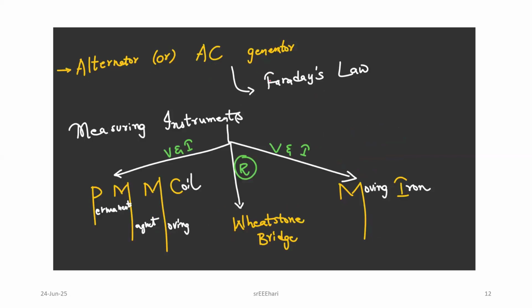An alternator or AC generator is also a generator. It works on the principle of Faraday's law only. Remove the commutator, and we have two main parts there, stator and rotor. That's the only variation. Everything else is common there.